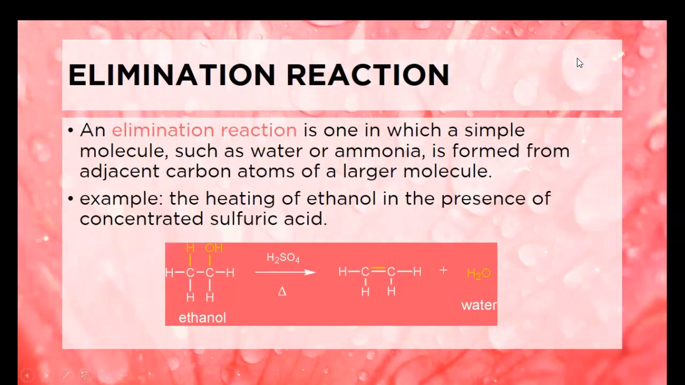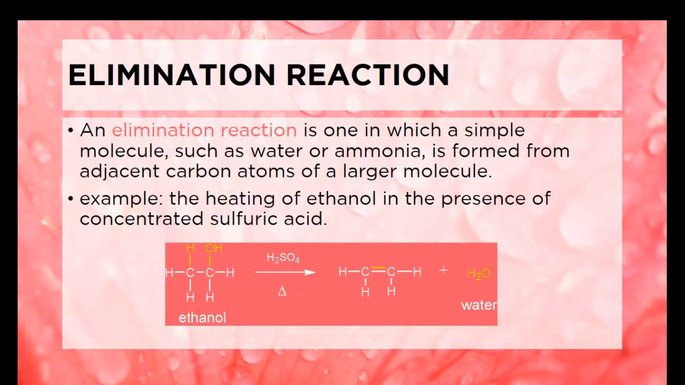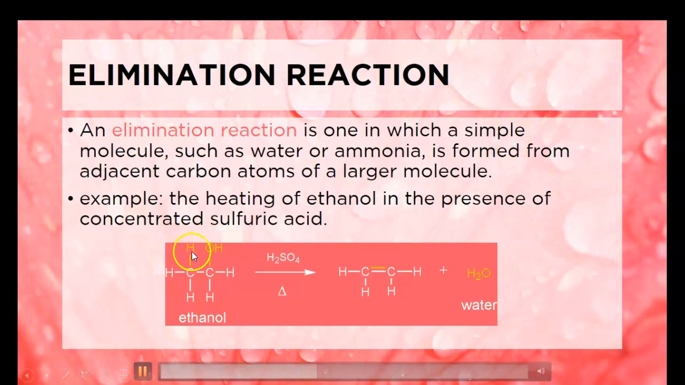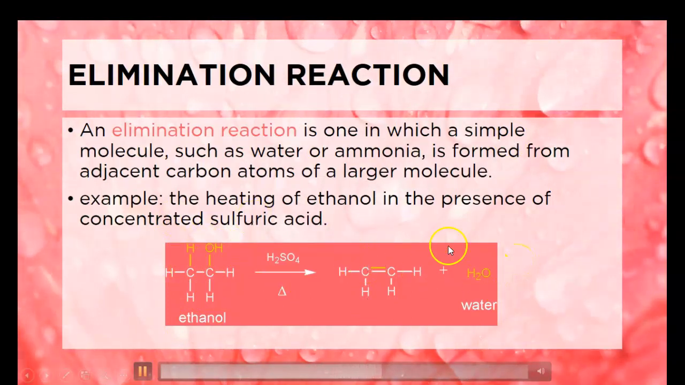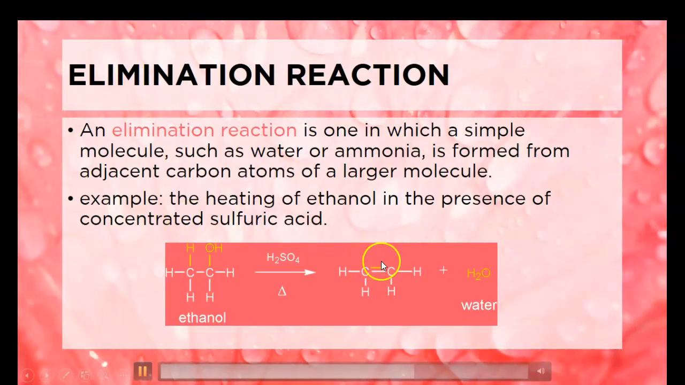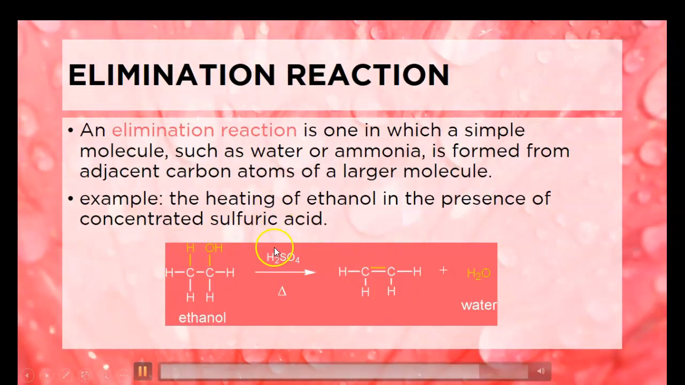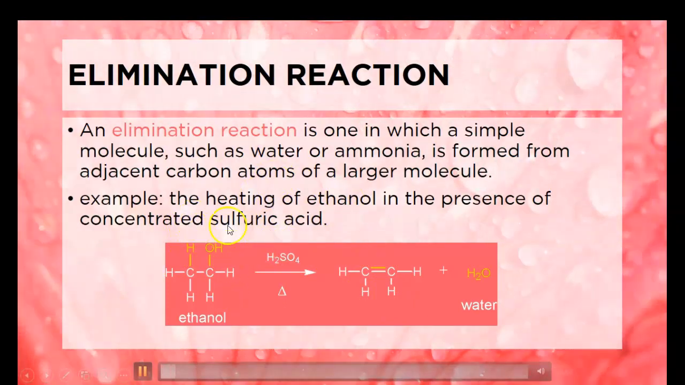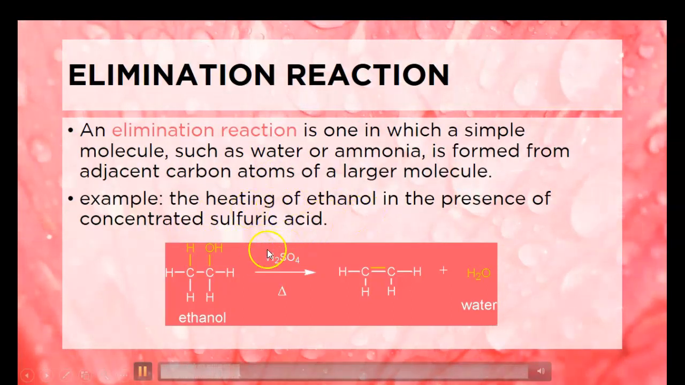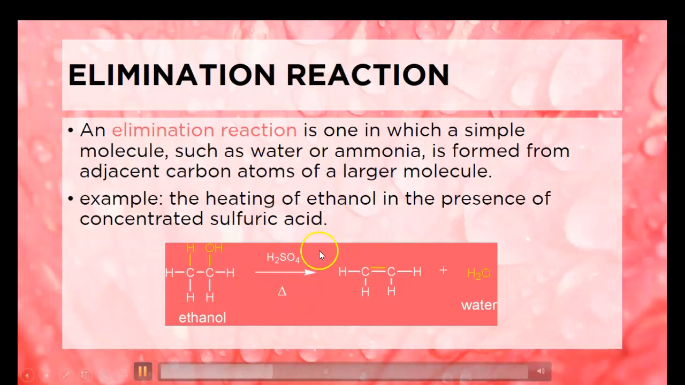And then the last one here is elimination reaction, where basically it's just something is removed. So we have an H and an OH, just take them away, and we end up with water, and it gets replaced by this double bond here. So literally just eliminating part of the molecule. This example exactly is if I heat ethanol in the presence of concentrated sulfuric acid, then this will happen.